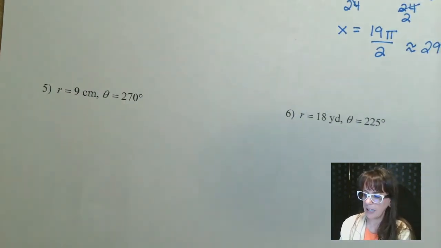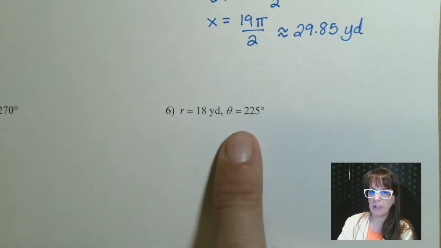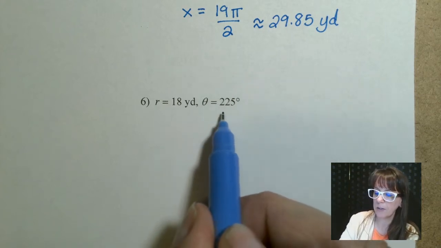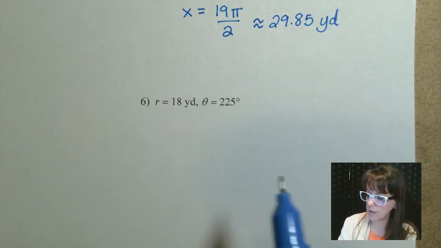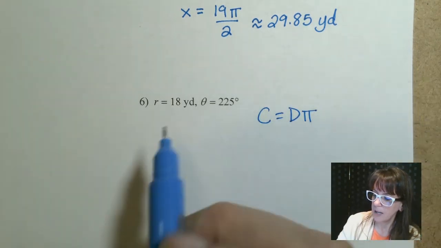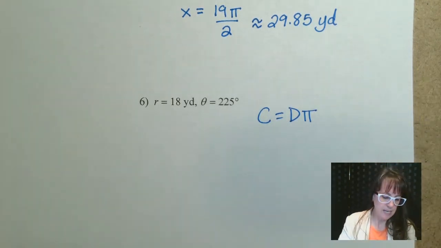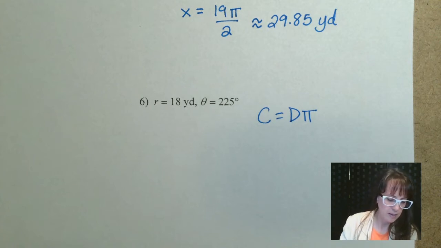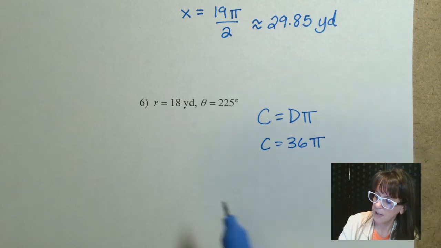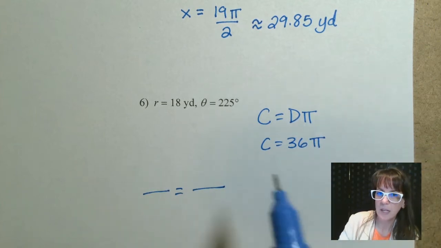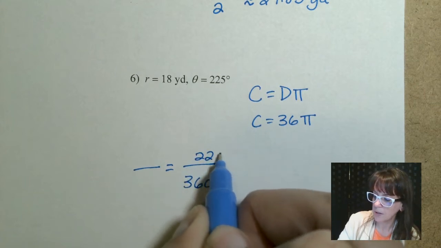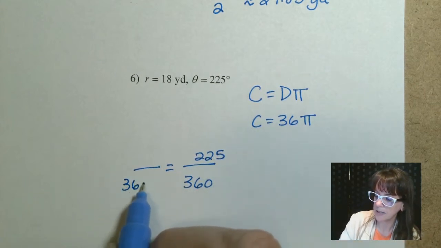All right, actually, let's do this guy right here. So we have our radius is 18 yards, and our theta, or our angle, is 225. So let's find our circumference. If it's 18 yards, if we take 18 and we double that, we end up with 36. So our circumference is 36 pi. And now we're ready to do our setup. Okay, so we've got 225 over 360, and then this is x over 36 pi.